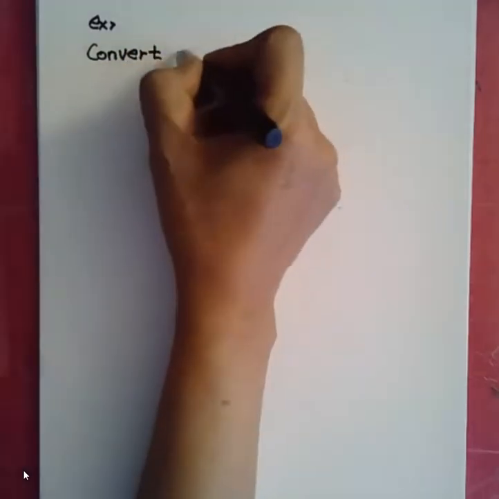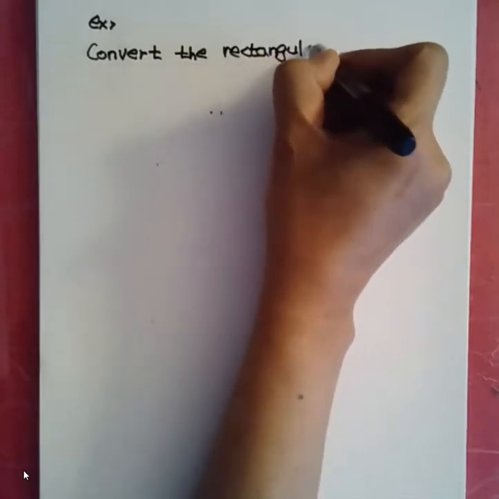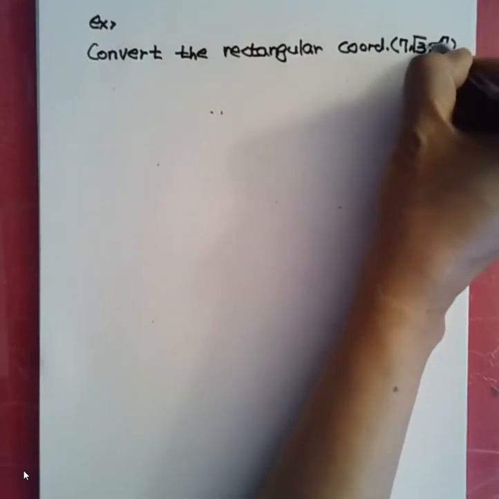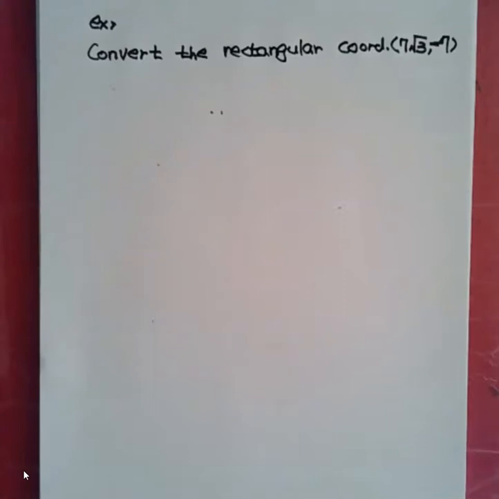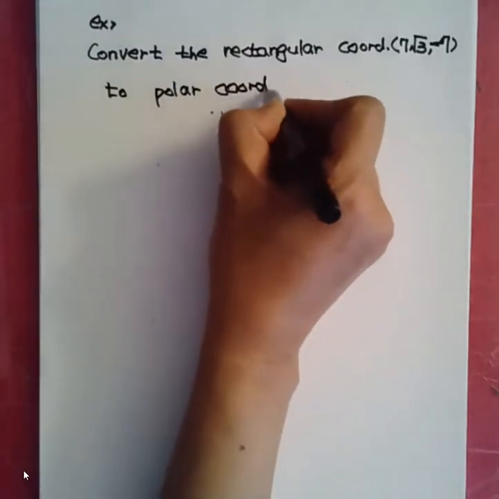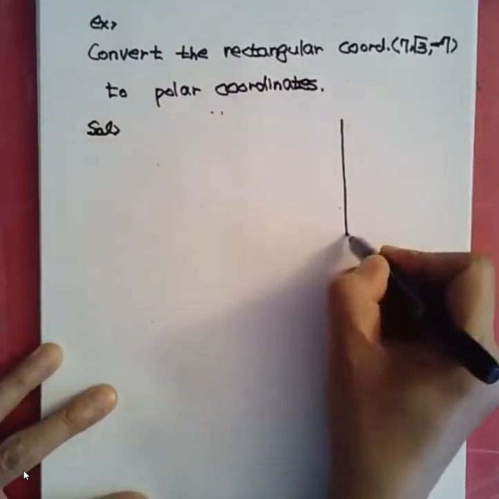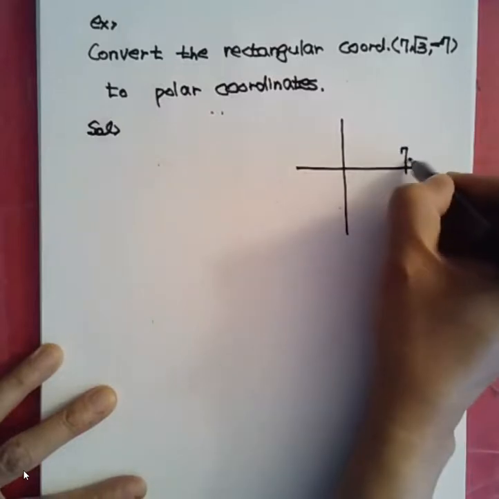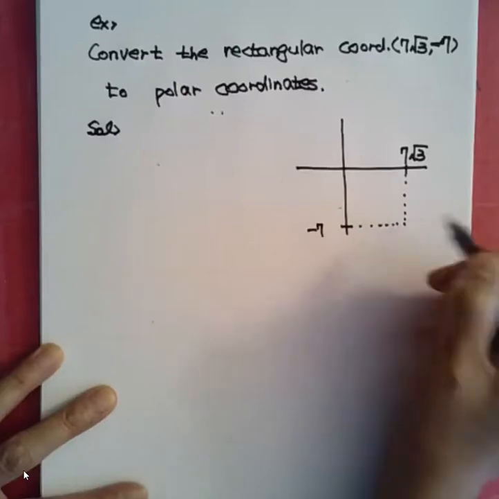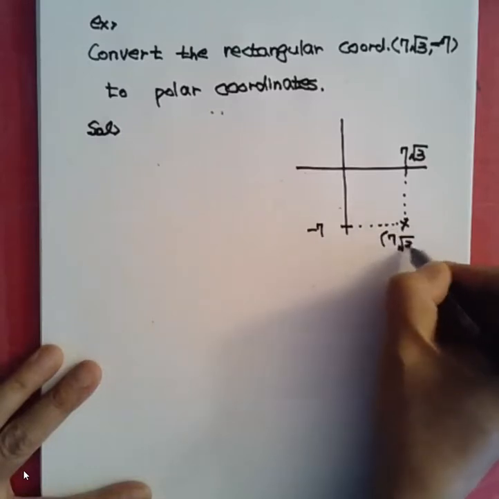In this problem, we want to convert the rectangular coordinate to polar coordinate. The rectangular coordinate is given as (7 square root of 3, minus 7). Let's locate the angle in the quadrant. X value is 7 square root of 3 and y value is minus 7. So that is the point, 7 square root of 3 and minus 7.